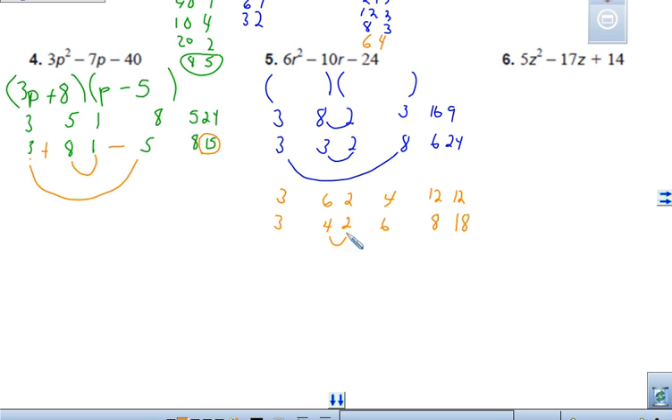So do my insides have to be negative, or do my outsides have to be negative to give us a negative 10? I need my outsides to be negative. I need my 18 to be negative so that I get a negative 10. So I get 3r plus 4 and a 2r minus 6.